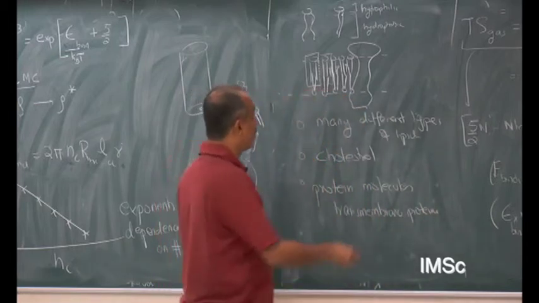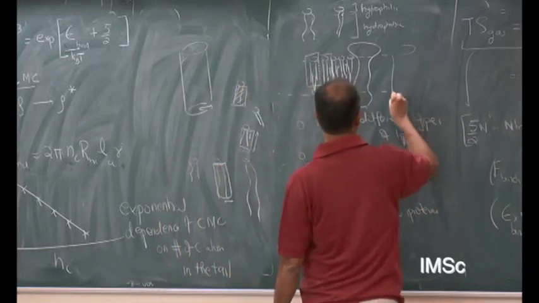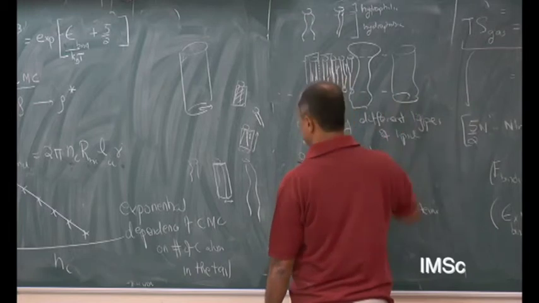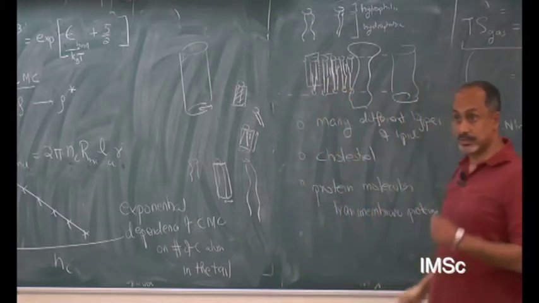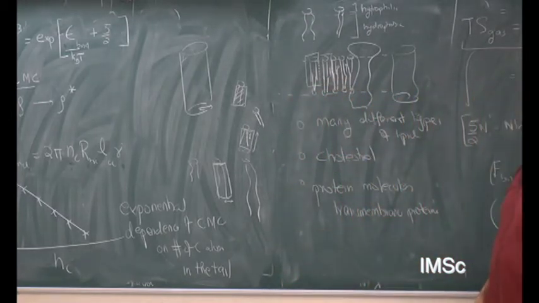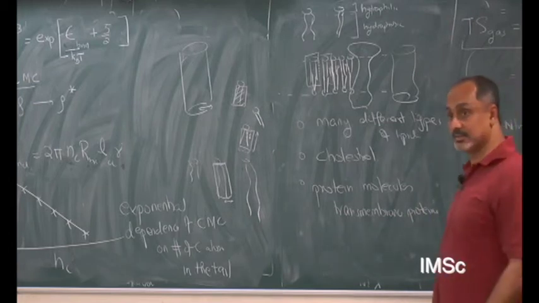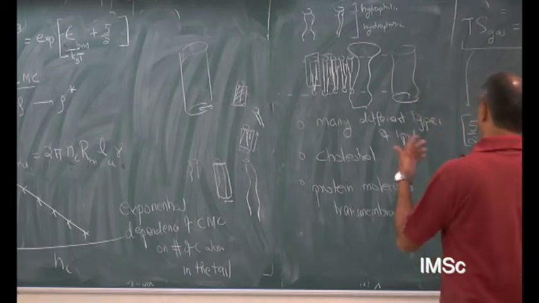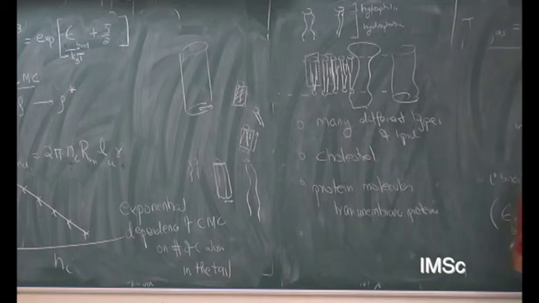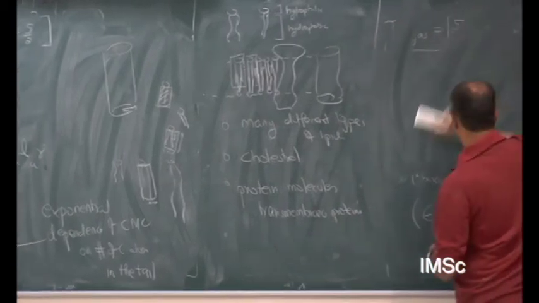In addition, there could also be more complicated complexes of proteins. For example, you could have ion channels that allow ions to go from one to the other. You can have water channels that allow water to pass from one side to the other. The whole membrane, the actual cell membrane, is an extremely complicated object.